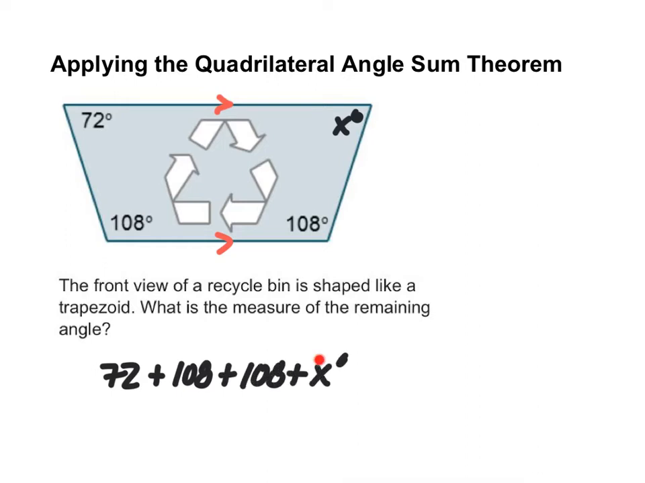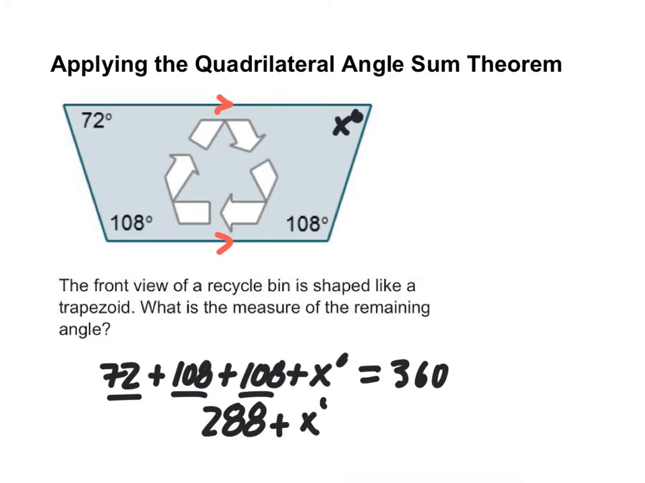Add all these angles up, and then I would set that equal to 360. Okay, so let's combine like terms here real quick. Let's do 72 plus 108 plus 108. It's going to give me 288, by adding all three of these numbers up, and I add x to that, and that's going to give me 360.